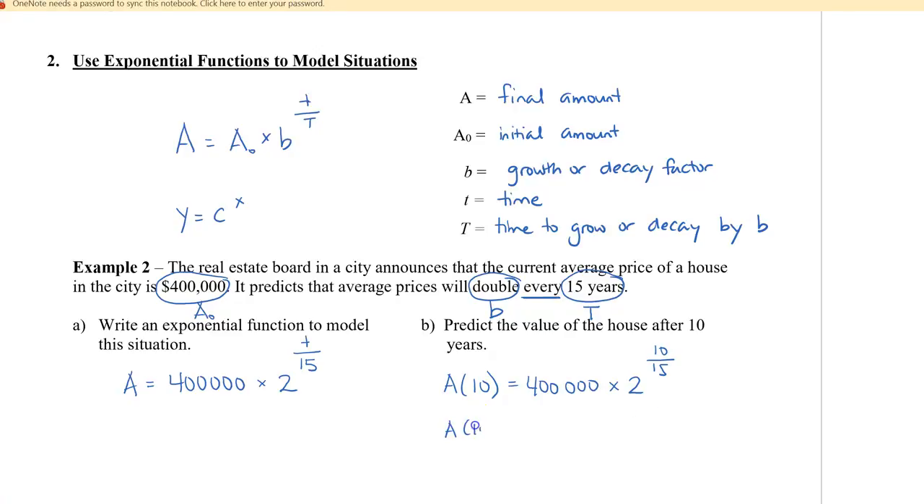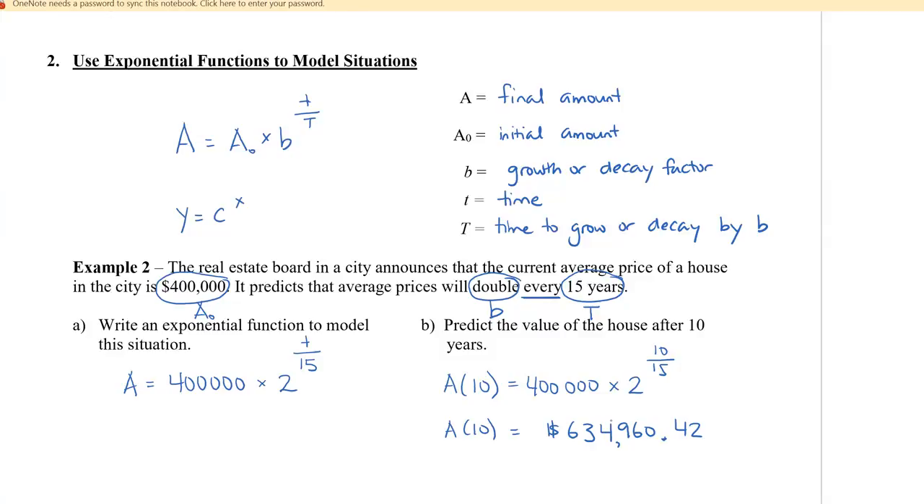And when we type this into our calculator, we're going to get $634,960.42. So you can see that in 10 years, it's about 2/3 of our time. It should be a little bit more than 2/3 more of 400. So that would be another, I guess, 230-ish thousand.